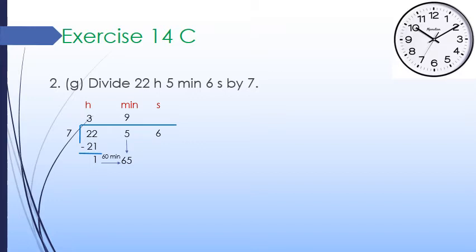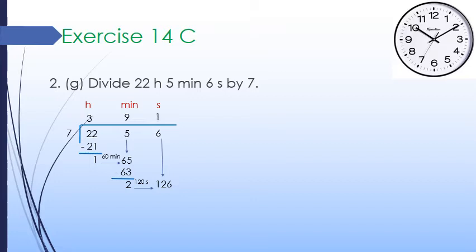So 7 3s are 21, 7 9s are 63, and 65 minus 63 is equal to 2. So here, when we will divide 65 minutes by 7, we get the remainder as 2 minutes. Now this 2 minute is equal to 120 seconds. So this 120 seconds will go to the second section, and 120 seconds plus 6 seconds is equal to 126 seconds, and we will divide 126 seconds by 7.